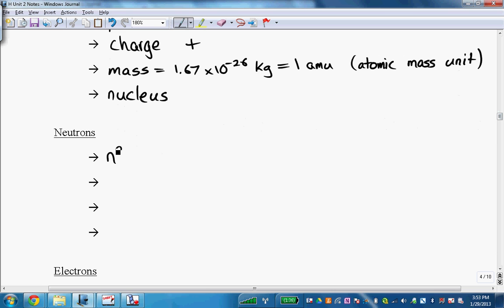Likewise, the neutron, its symbol is a lowercase n with a little degree sign above it, or a 0, because it has no charge. It's neutral. Its mass is approximately equal to that of a proton. So we say its mass is equal to 1 AMU, atomic mass unit. It's also located in the nucleus.